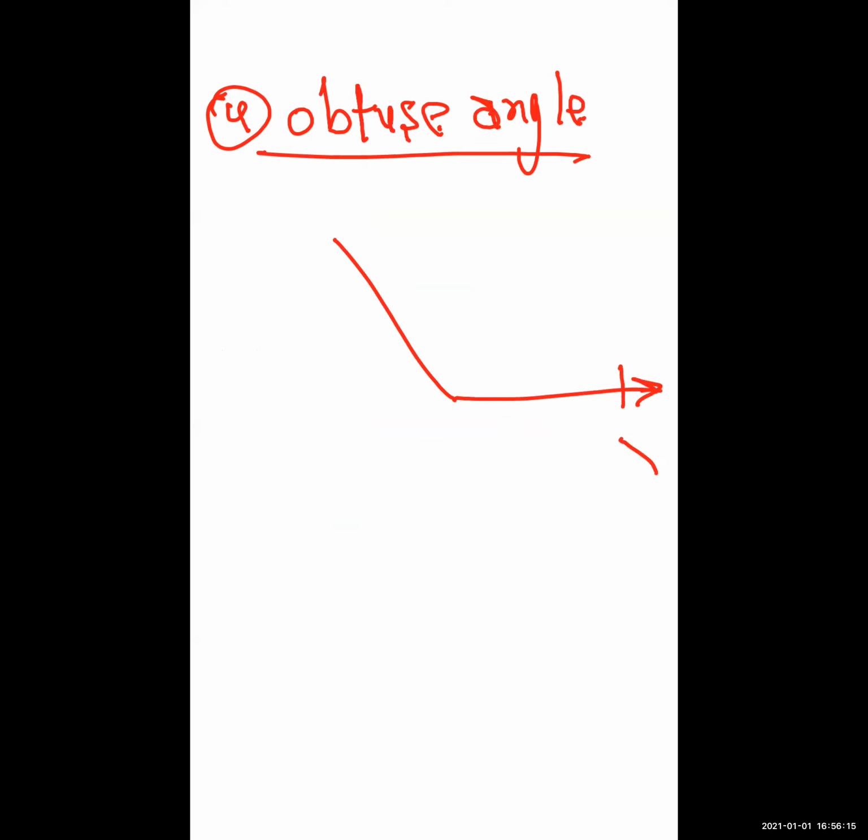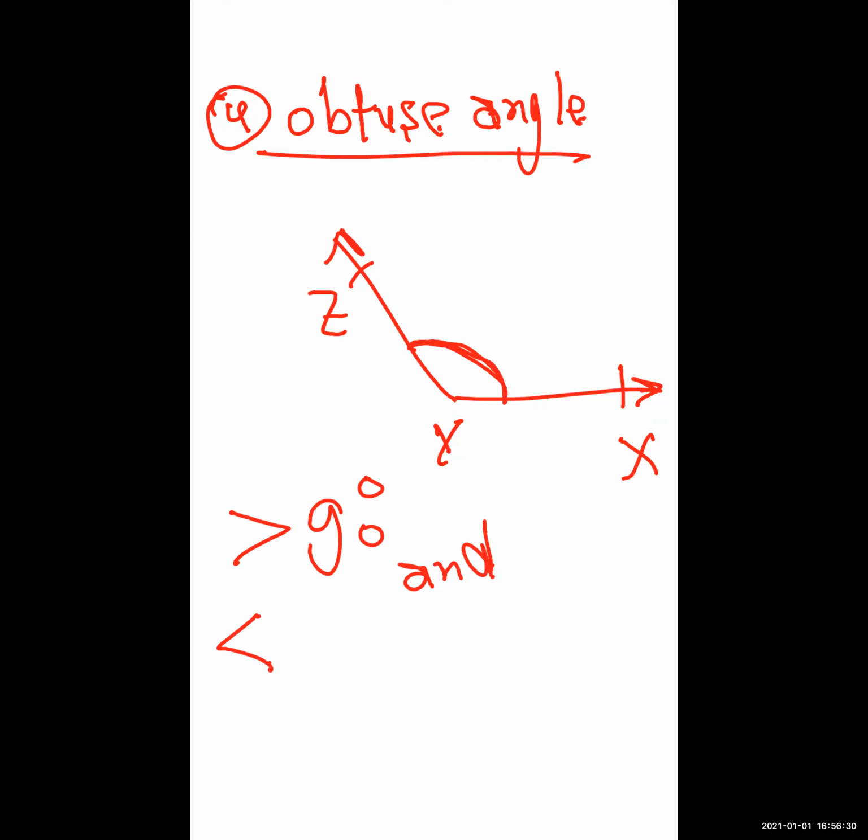It's the obtuse angle. Obtuse angle, guys, like this one. X, Y, Z, for example. So this is the obtuse angle. Its measurement is greater than 90 degrees and less than 180. So the obtuse angle is greater than 90 and less than 180.